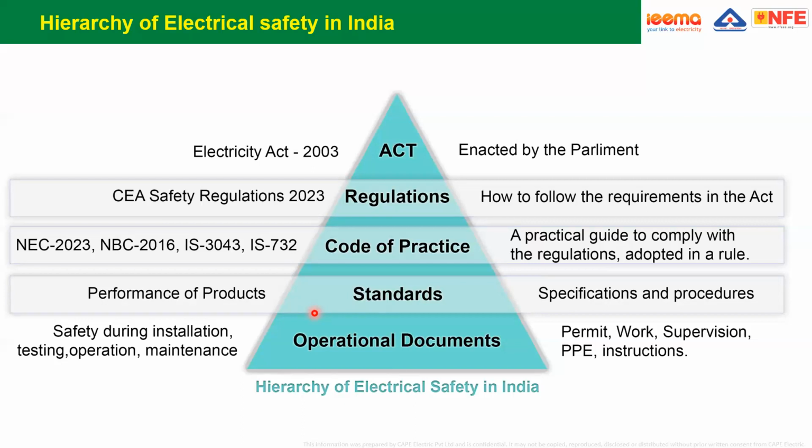So operational documents explain how to operate and maintain an electrical installation safely, such as permit, work supervision, PPEs, instructions, and so on. So this is the overall hierarchy of the electrical safety scenario.